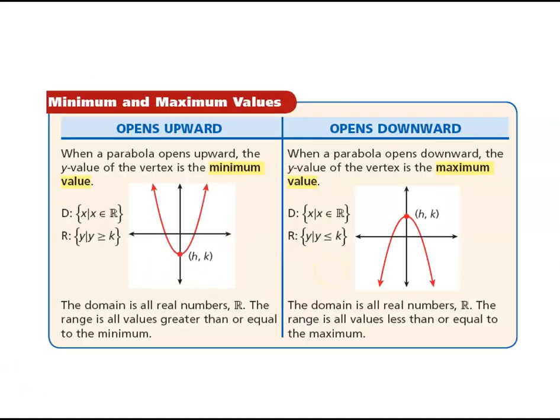So again, how to find the minimum and maximum? If it opens upward, you can find the minimum value. And if it goes downward, we have a maximum value. So a positive means upward, and this one is negative.